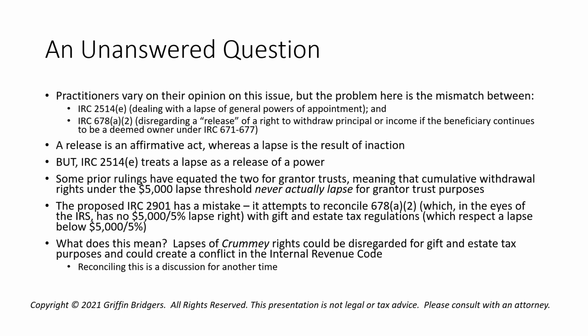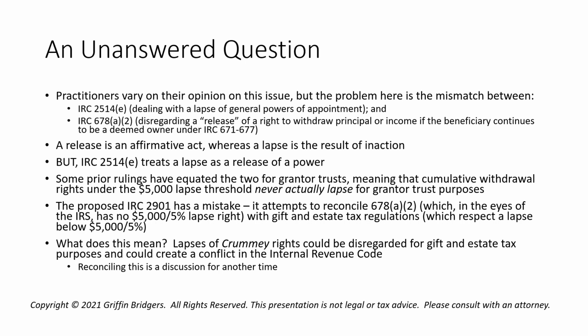It seems intuitive that under the letter of Code Section 678(a)(2), it doesn't speak to a lapse, it only speaks to a release of a power to withdraw principal or income. In other words, it only speaks to a release of a Crummey right, which would assume an affirmative act. But Code Section 2514(e) treats a lapse as an affirmative release of the power. Now, even though that's found in a separate code section, there have been some prior rulings which have equated these two concepts for grantor trusts.